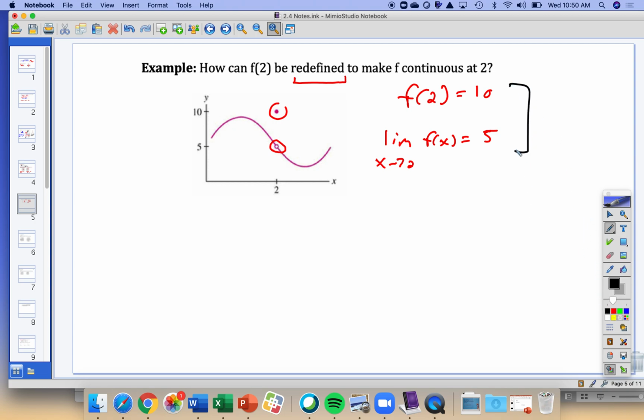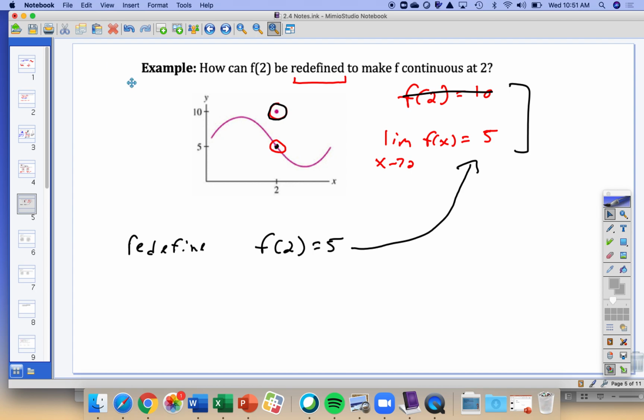So in order to make it continuous, I can take this point right here and I can pick it up and I can put it right there. And that would make the function continuous. So in order to do that, I have to redefine f of 2 to equal 5. And if I redefine f of 2 to be 5, then my limit and my function value are the same. And now my function is continuous. Okay, so removable discontinuities are discontinuities that you can just fill in a hole and make continuous.